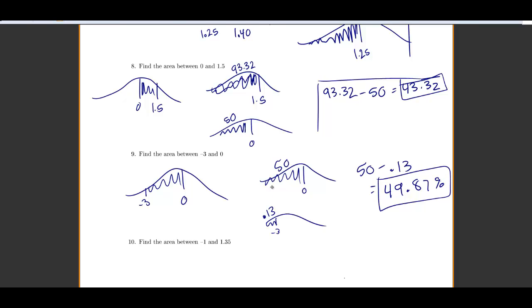Notice if you ever accidentally switch the order you subtract these areas in, you'll get a negative number. And that doesn't make sense because our areas will always be positive numbers. Our percentages will always be positive numbers. So if you accidentally subtract in the wrong order, you should figure it out because you'll get a negative answer and you know you did something wrong.